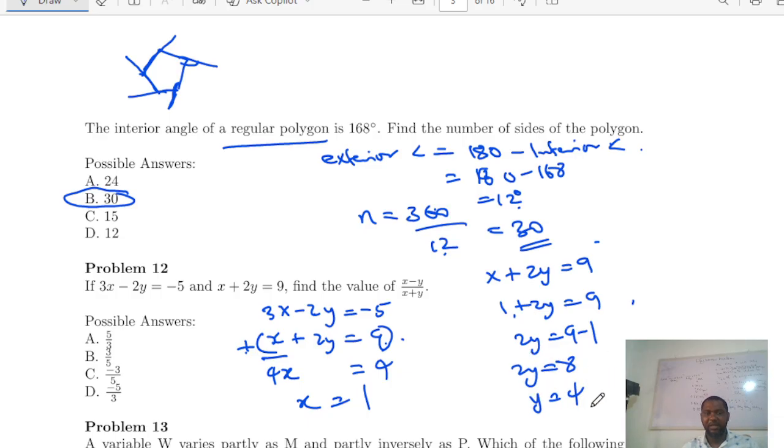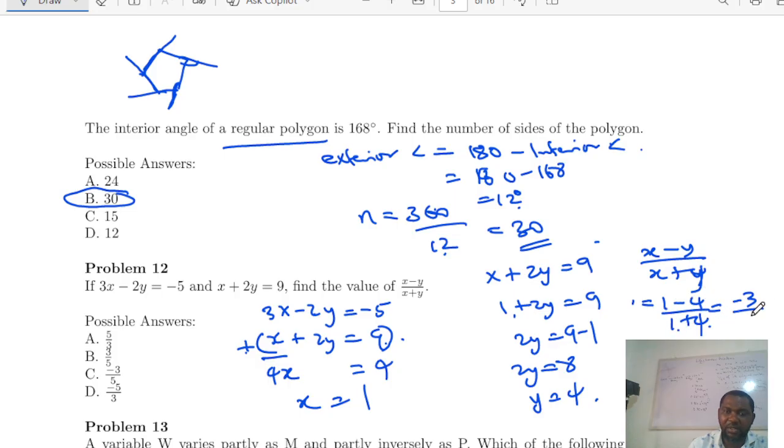Okay, so that makes a lot of sense, right? That makes a lot of sense. So at this point we can now find x minus y over x plus y. It now becomes easy because x is 1, y is 4. So that will be 1 minus 4 over 1 plus 4. 1 minus 4 is minus 3. 1 plus 4 is 5. So the answer is minus 3 over 5, which is C. Yay! Easy, right?